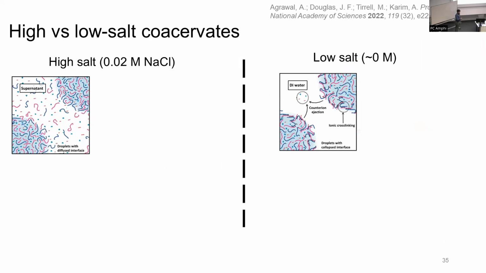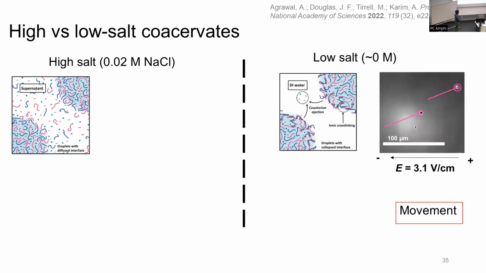If you put this in an electric field, they have radically different behaviors. So let's start with the one at low salt. This is the one that was described already. And what you see here is mainly movement. So there is an excess of charge in here, and the droplets are very rigid. And as charged particles in an electric field, they simply just move, or at least that's what was described in the paper.